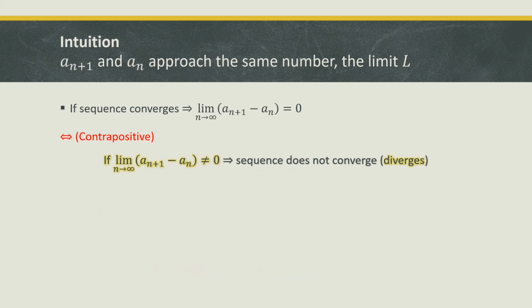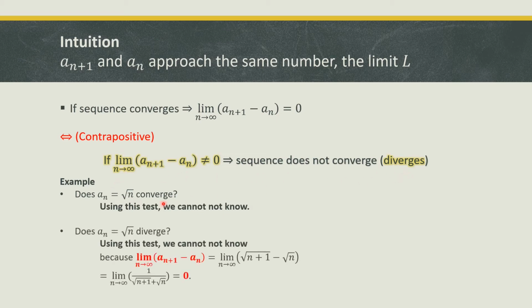Now we look at this example. It's a simple example, a simple sequence. A sub n equals the square root of n. So this is not a series, it's just a simple sequence without the summation here. And again, the answer to that is we cannot know just by using this test. We cannot directly know, so we have to ask the other question, does it diverge? And using this test, we also cannot know.